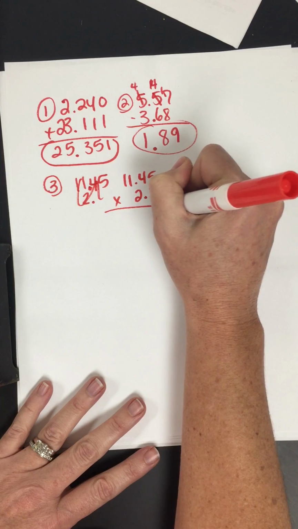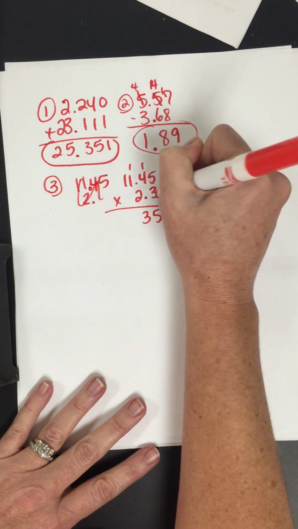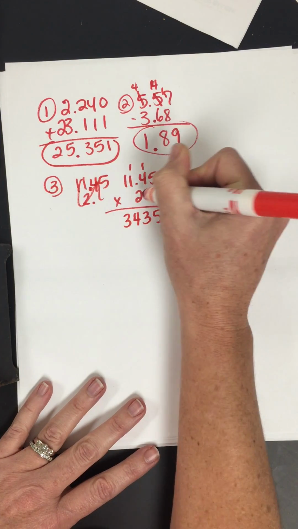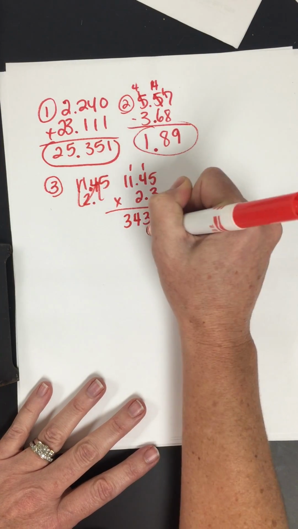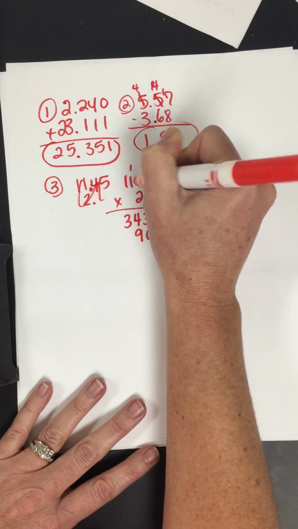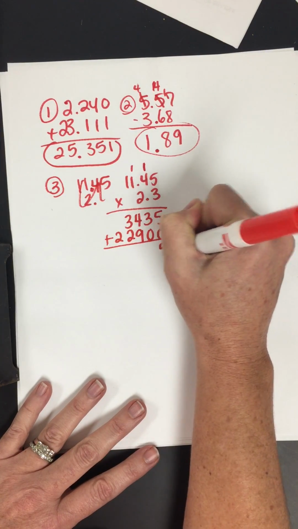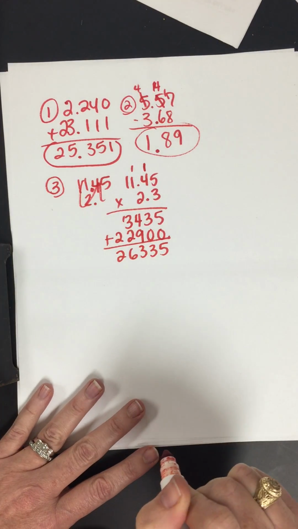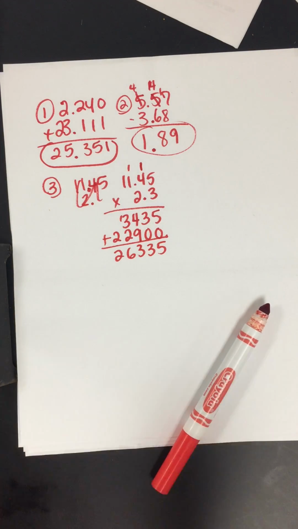So 3 times 5 is 15. 3 times 4 is 12, plus 1 is 13. 3 times 1 is 3, plus 1 is 4. 3 times 1 is 3. Before I multiply that by my 2, I've got to put a 0 down. 2 times 5 is 10, carry my 1. 2 times 4 is 8, plus 1 is 9. 2 times 1 is 2. 2 times 1 is 2. Now I add these together, and I end up with 26,335. However, I now have to figure out where my decimal goes.